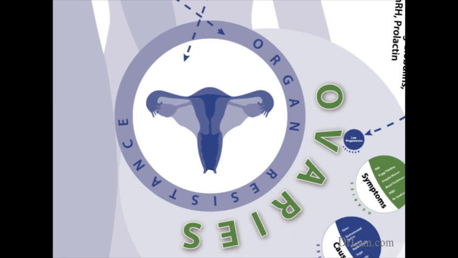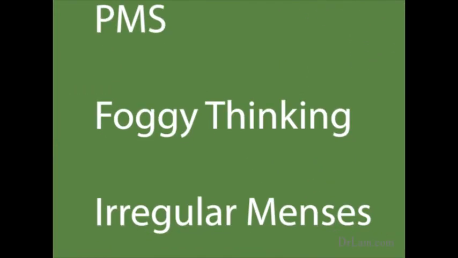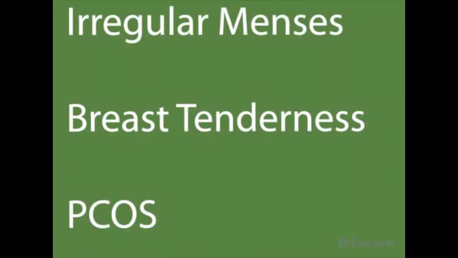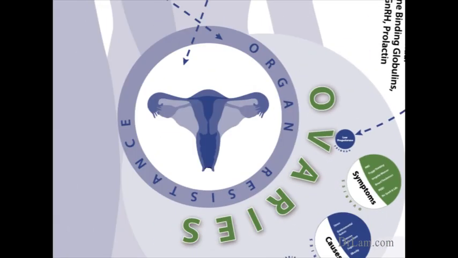When the body, and in particular the ovaries, are under stress, usually the end result is high estrogen relative to progesterone, because progesterone tends to neutralize estrogen. When the neutralization effect is not there, then even though the estrogen level in absolute terms is not high, in relative terms it becomes dominant, and the subclinical state that we see is called estrogen dominance. The symptoms include PMS, foggy thinking, irregular menses, breast tenderness, PCOS, no spark in life, and in extreme cases, fibroids, endometriosis, as well as cancer, especially breast cancer of estrogen origin.